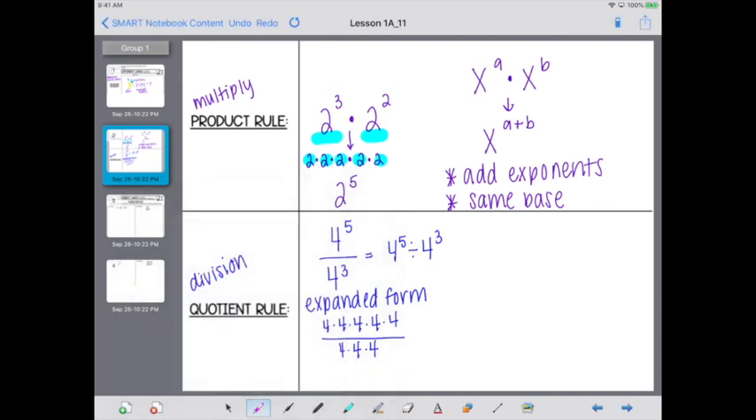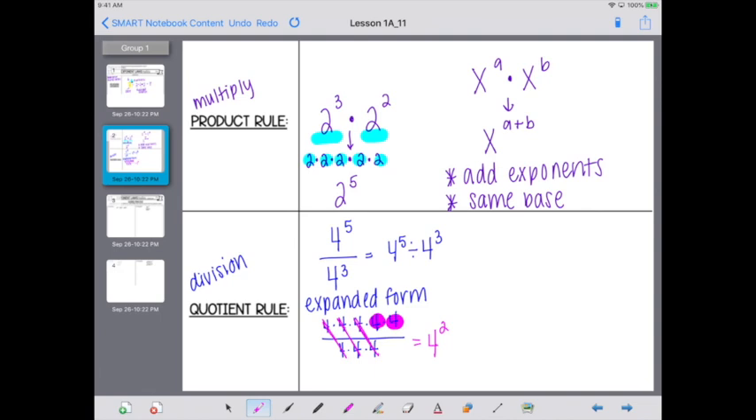If you watch what happens when I cancel, 4 divided by 4 is 1. So we have values that are going to cancel each other out. But then look what you are left with. We have 4 times 4, which can be rewritten as 4 to the 2nd power.